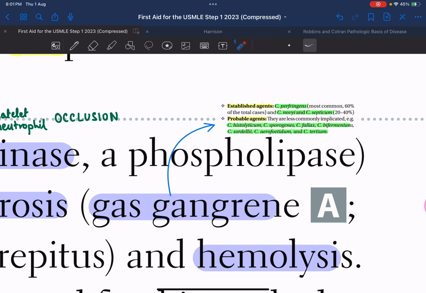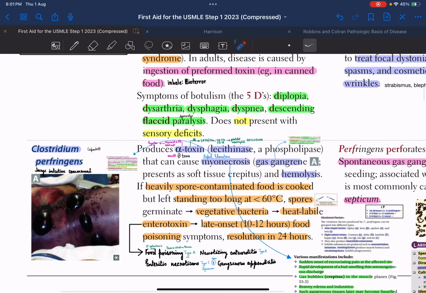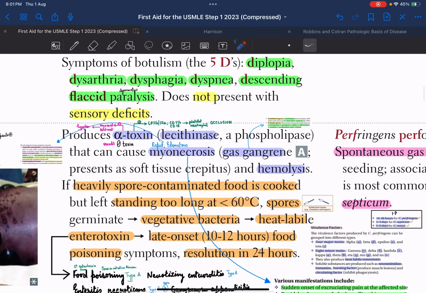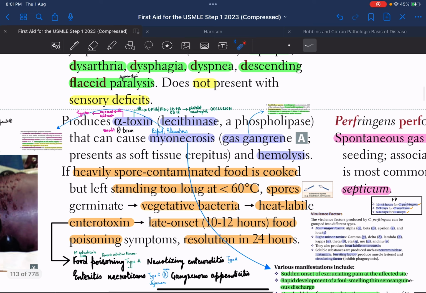But there are a few other causes also. A few other established causes include Clostridium novyi and Clostridium septicum, and some probable agents are, as you can see over here. These are not that important. You need to remember these three. Okay. Next, Clostridium perfringens can also cause hemolysis, and first of all, we have talked about gas gangrene, right?